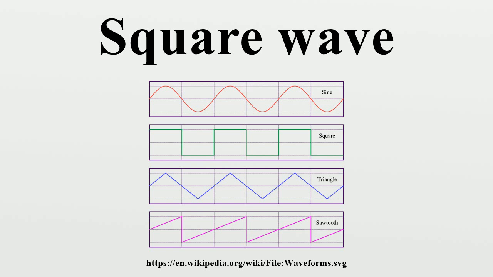Characteristics of imperfect square waves. As already mentioned, an ideal square wave has instantaneous transitions between the high and low levels. In practice, this is never achieved because of physical limitations of the system that generates the waveform.